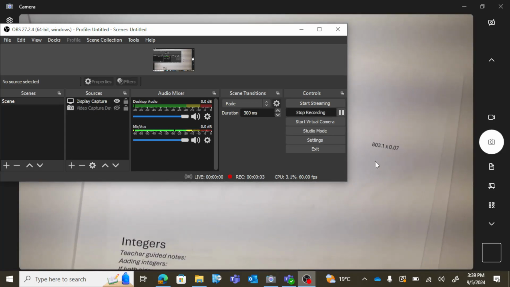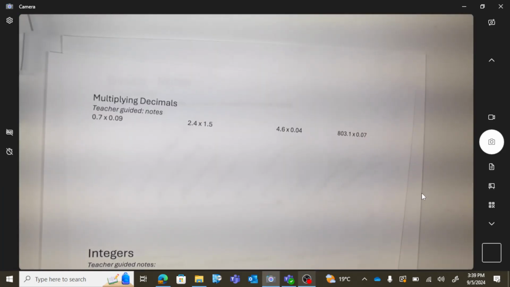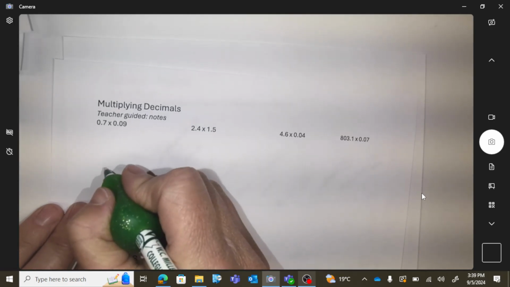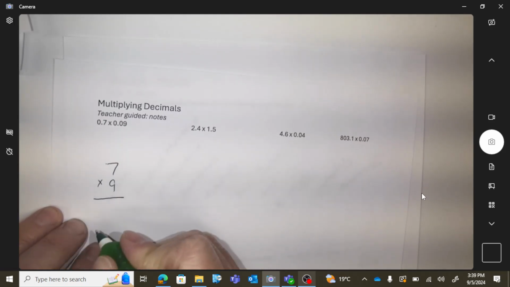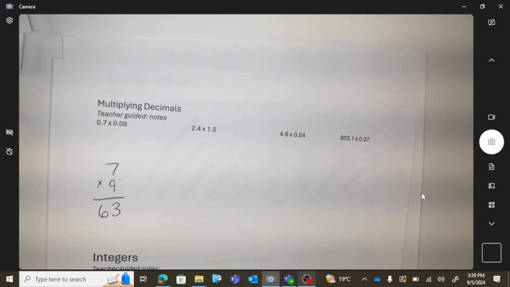Okay, multiplying with decimals is our next basic skill. So what I'm going to do is write a question without the decimals. So 7 times 9. So 7 times 9 is 63. So now I'm going to go back to dealing with the decimals.